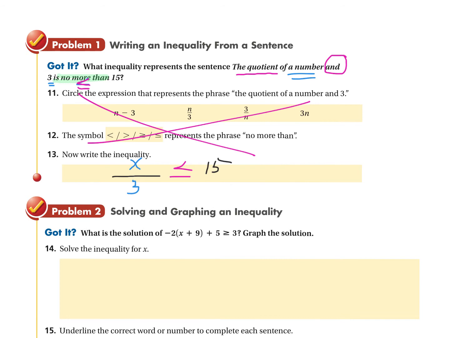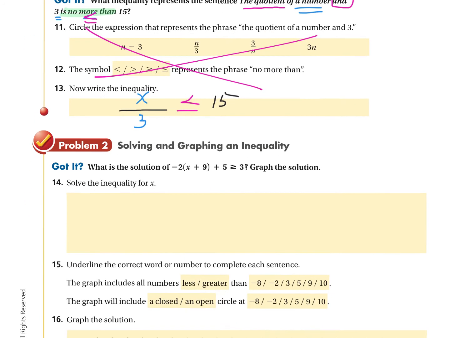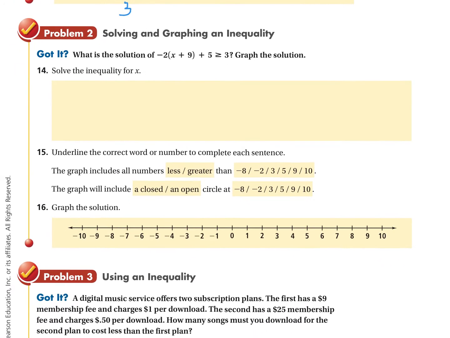All right, so then let's look at problem 2. I'll move this up here. For problem 2, it says, what is the solution of negative 2 times x plus 9, plus 5, is greater than or equal to 3? So now we're actually solving that inequality, and then we're going to graph it. I want you to cross out, we're not going to do any of this right here. It's confusing. So we're going to use this space here to solve our inequality.